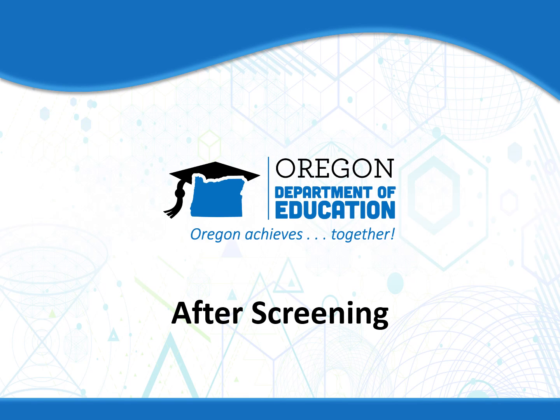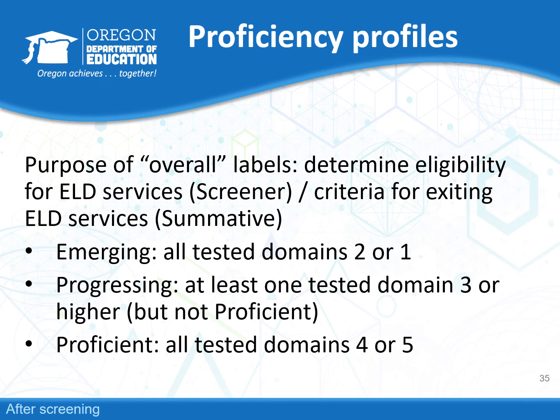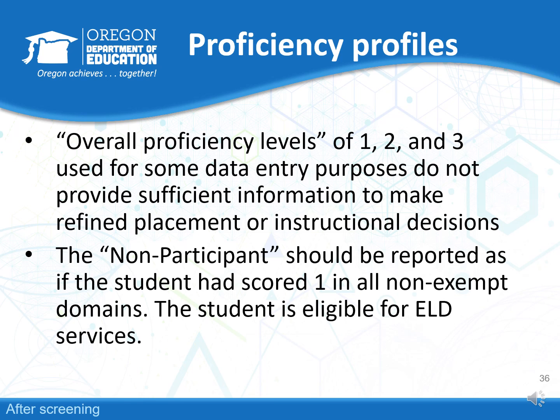Now let's talk about scoring and proficiency. Like the summative, the screener yields results in all non-exempt domains. This domain profile is then consulted to generate an overall proficiency level. In grades K through 12, a student must score 4 or higher on all non-exempt domains in order to score proficient. While some data systems require overall proficiency designations to be expressed numerically, the individual domain scores form a more accurate picture of the student's English proficiency and are more useful for instruction and placement decisions. Note that the progressing category in particular is quite wide.